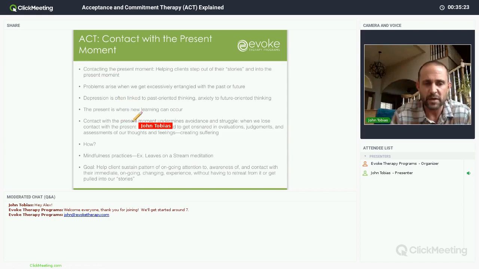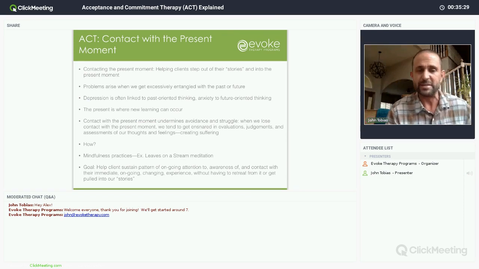So contact with the present moment undermines avoidance and struggle. When we lose contact with the present moment, we tend to get ensnared in our evaluations, judgments, and assessments of our thoughts and feelings, creating suffering. How do we foster contact with the present moment? Well, mindfulness. And there are 1,001 different mindfulness practices that we can use to help a client have an experience of being in the present moment.